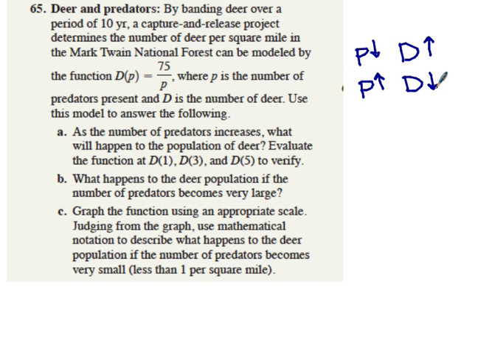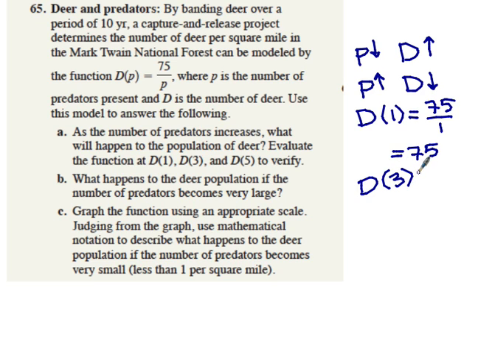Okay, evaluate these functions. So at D of 1, if there is only one predator in the area, how many deer would we expect to have? We've got 75 over 1, which would be 75. If I've got 3 predators, so D of 3, how many would we expect? 25. And lastly, if we've got 5 predators, D of 5, we'd expect 75 over 5, so 15. Good.